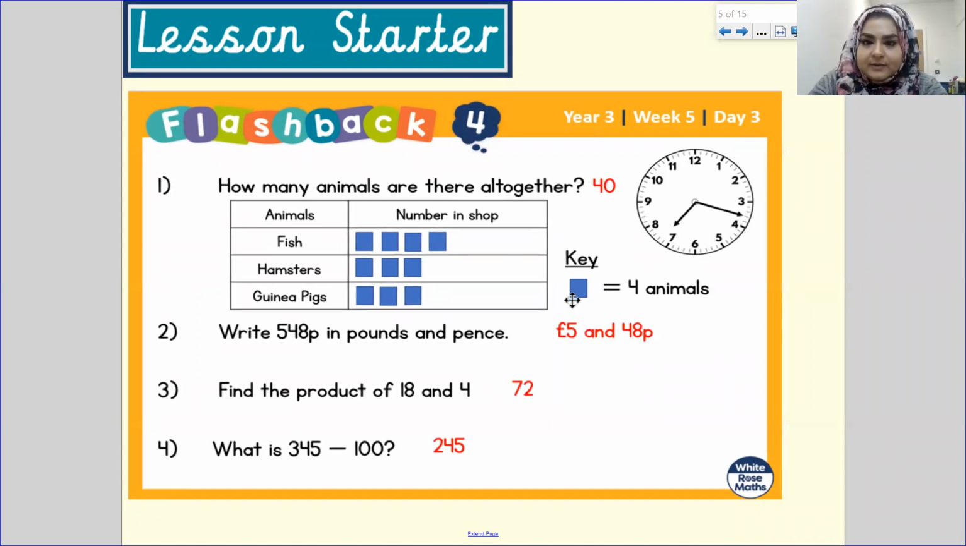So your answers are here. Question number 1, the answer is 40. For question number 2, the answer is £5.48. For question number 3, it says find the product of 18 and 4, which is 72. Okay, so 18 times 4. Then it says, what is 345 take away 100, which is 245.